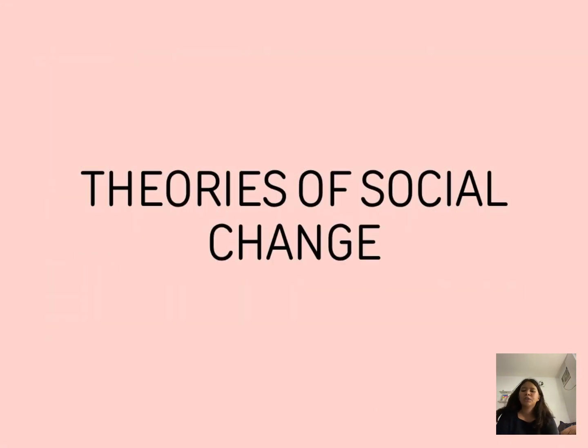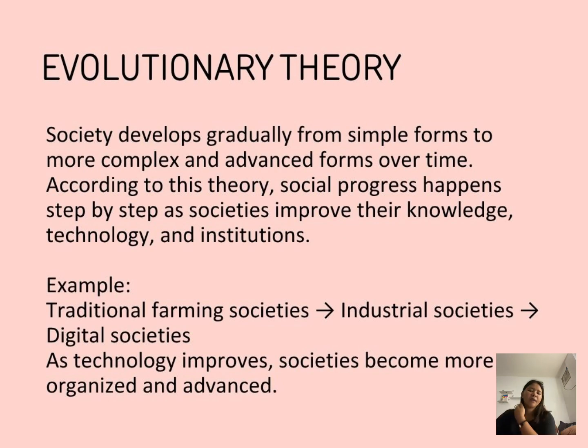Theories of social change. Evolutionary theory. Society develops gradually from simple forms to more complex and advanced forms over time. According to this theory, social progress happens step by step as societies improve their knowledge, technology, and institutions. Example, traditional farming societies to industrial societies to, from now, digital societies. As technology improves, societies become more organized and advanced.